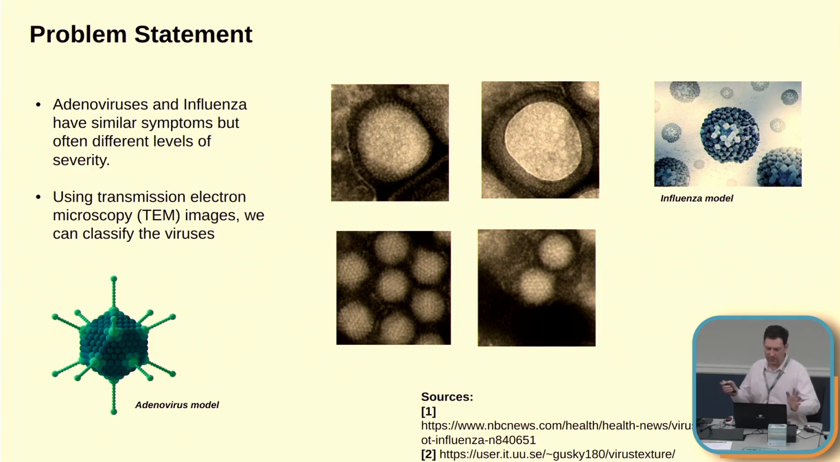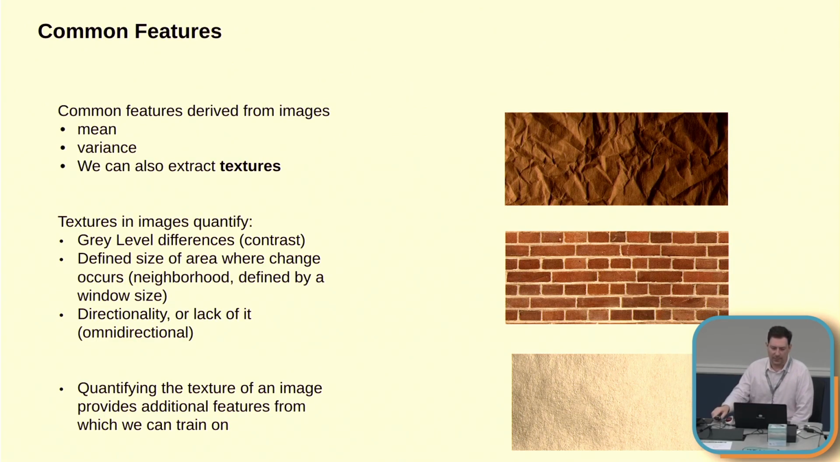Our job here is we're going to try to perform binary classification on these, but we first have to extract features. So commonly, for features derived from images, you can calculate the mean of the matrix, the mean of the image. You can calculate the variance of the image. But we can also extract textures, which are gray level differences between the regions. So you can see different textures in the structure of the image itself. So we can build features that quantify that texture.